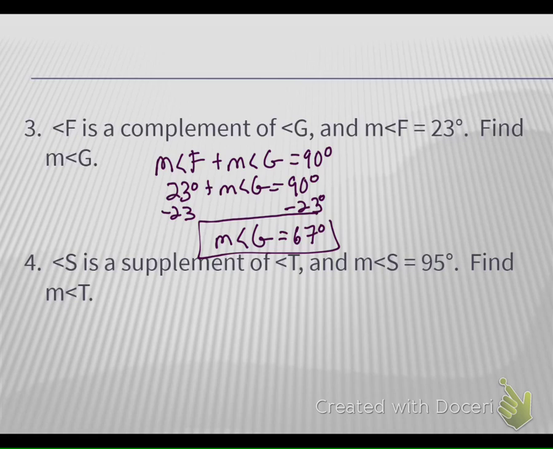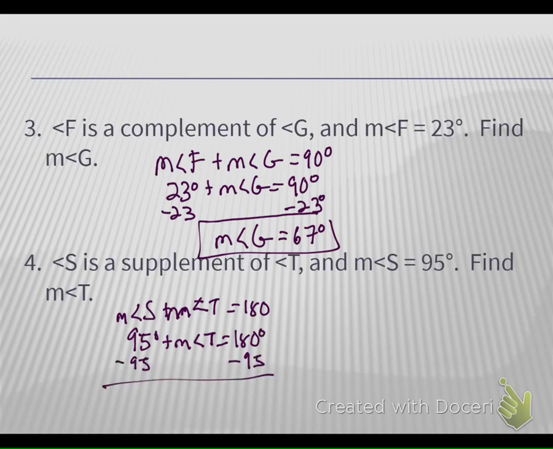Over here, we now have angle S is supplementary to the angle T. So supplementary means they add up to? Exactly right. Measure of angle S plus measure of angle T equals 180. We know that the measure of angle S is 95 degrees, plus the measure of angle T equals 180. How do I solve for that? Subtract. When you subtract, what do you get? 85. Thank you very much, ma'am.